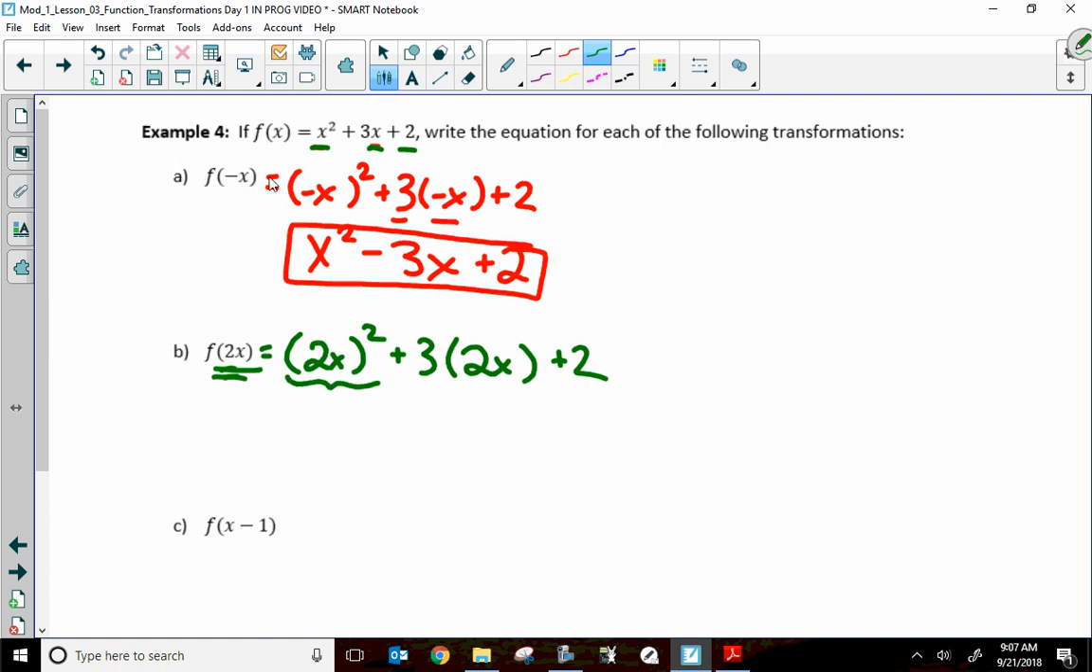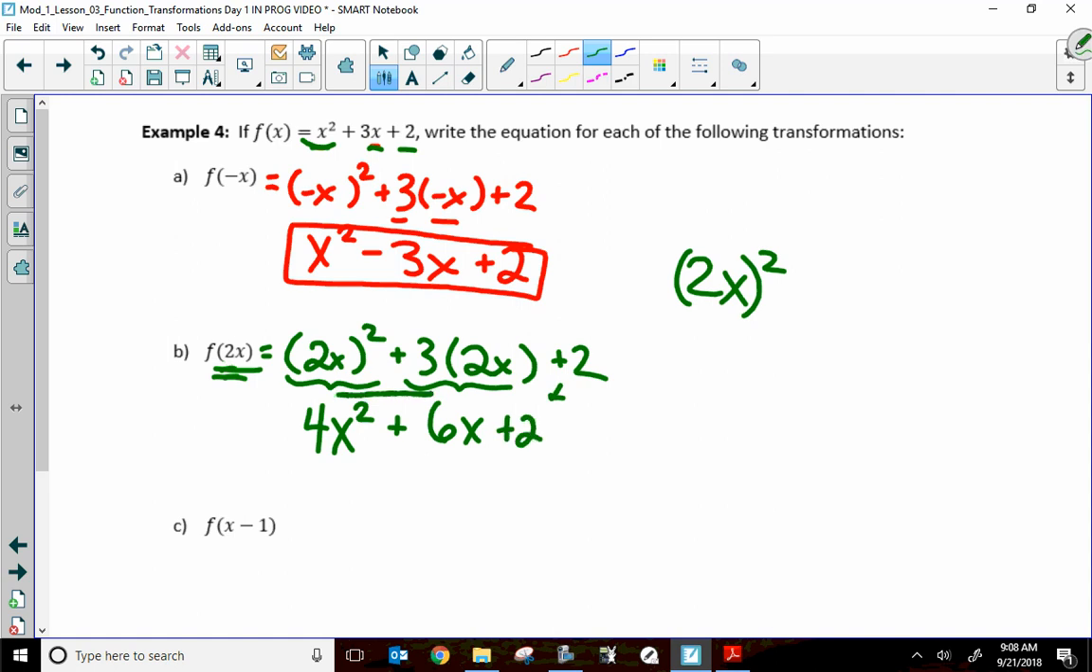Well, 2x squared, I've got to square both the 2 and the x. The parentheses are important here. Some people say, okay, well, I'm just putting 2x in for this first x, and I square it. No, you need to square everything that's being substituted in there. You need to square the x, and you need to square the 2. Plus 3 times 2x is 6x, and then I still have my plus 2. There you go. See? Basic algebra.